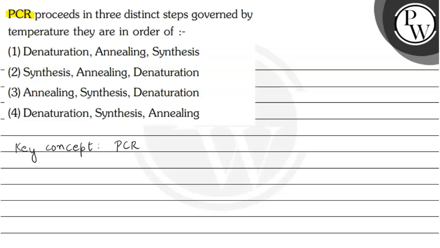So this is moderately difficult, and PCR actually stands for polymerase chain reaction. So PCR is a method of DNA amplification. So we can copy the DNA and make multiple copies of this DNA. And this is known as DNA amplification, which is done with the help of PCR.